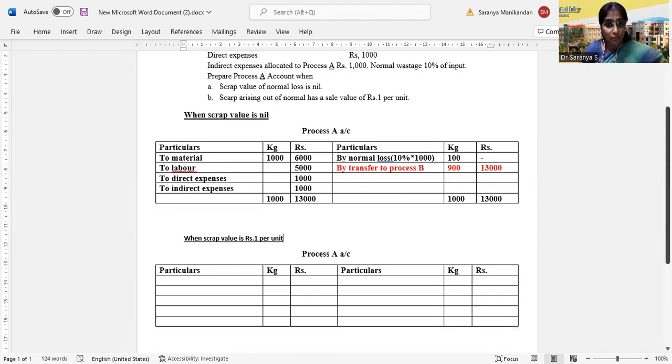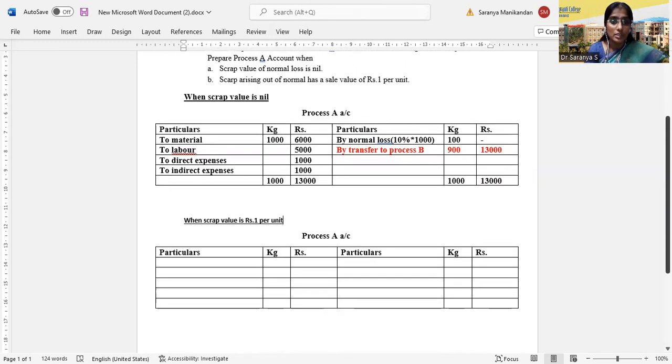When we are starting process B, first we will write to transfer from process A, 900 kg, 13,000. Only then will we start recording the expenses, normal loss, abnormal loss, etc. This will be the starting point for the next process because this is the input of the next process. So we are done with the case where scrap value is nil. Now let us find out the cost per unit. 13,000 rupees divided by 900 kgs, we will get 14.44. So the cost per unit is 14.44.